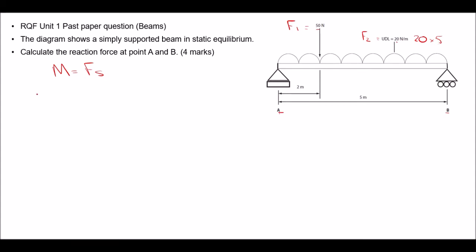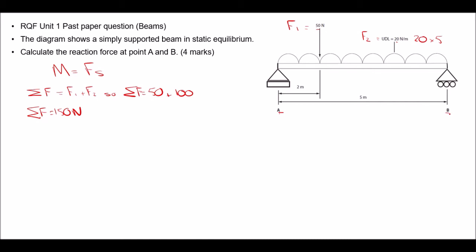So what we're going to do is work out the sum of the forces acting on the top of this beam, and they equal the force at 1 plus the force at 2. So the sum of the forces is equal to 50 from F1 plus the force at 2, which is a value of 20 times 5, which is 100. So the sum of the forces is equal to 150 newtons. Now, that tells us that A and B must equal 150 newtons, otherwise this beam isn't going to be in equilibrium.